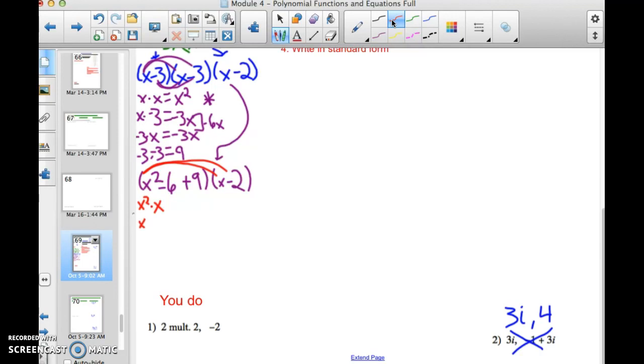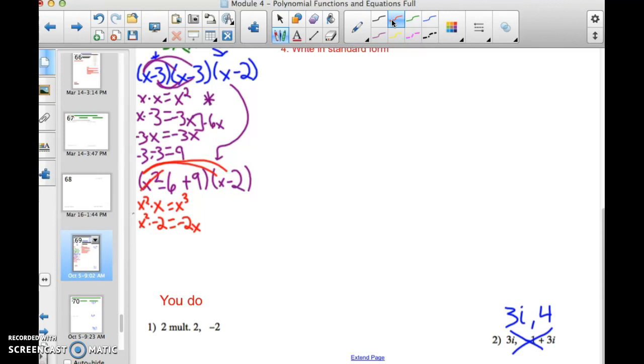So I have x squared times negative 2. I can do that math. X squared times x is x cubed. X squared times negative 2 is negative 2x. Excellent. I'm done with the x squared term. I can cross it out if I want to.